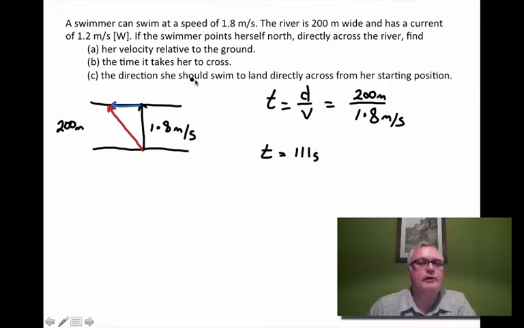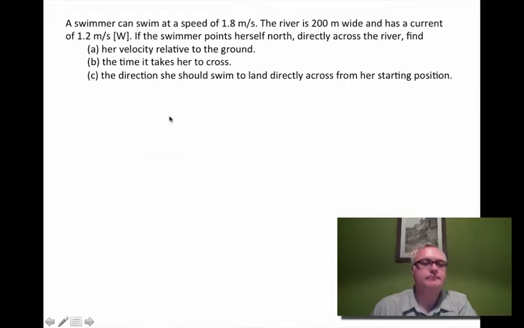Okay, what about part C? What direction should the swimmer swim in order to land directly across? So again, we know that because the river is heading west, the swimmer will end up traveling downstream and end up somewhere west of where they want it to be. We want the swimmer to land here directly across. So in order to land directly across, the swimmer is going to have to head upstream a little bit. Let's give ourselves a new diagram.